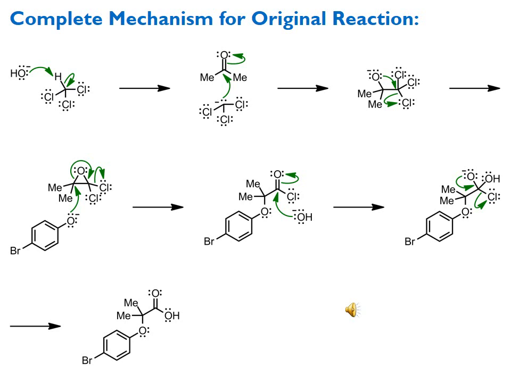Here is the complete mechanism for the original reaction given by Bargellini, that is the conversion of a ketone into a carboxylic acid derivative. First, a strong base like hydroxide abstracts a proton from chloroform, as it is partially positively charged due to the presence of 3 electronegative chlorines, and we get the carbanion. That is, the carbon gets the negative charge. This carbanion, acting as a nucleophile, attacks the carbonyl carbon of the ketone, and the pi bond is broken, and we get O minus, that is, an alkoxide ion is produced.